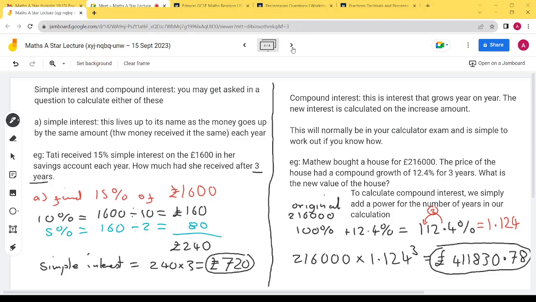All right. So we'll move on from that in a second. We've got a couple more things I want to show with percentages, and then we're going to briefly touch on how to do conversions between fractions, decimals, and percentages.